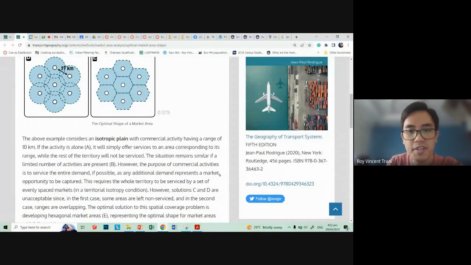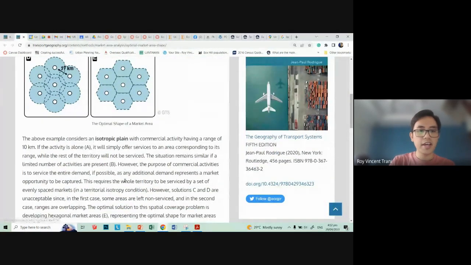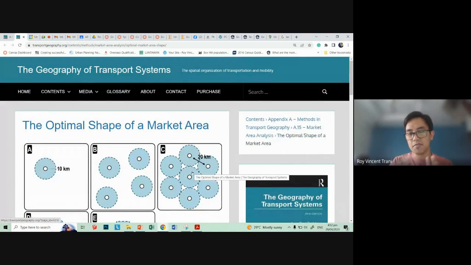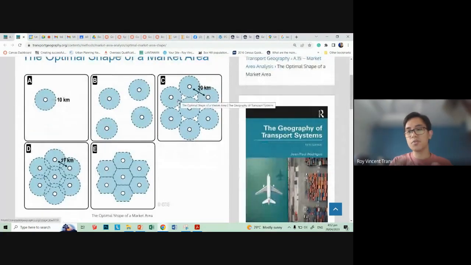However, the purpose of commercial activities is to service the entire demand, if possible, as any additional demand represents a market opportunity to be captured. Eventually, most businesses would tend to group up like C because there's opportunity to be captured. This requires the whole territory to be serviced by a set of evenly spaced markets in a territorial isotropy condition. In simple terms, this is the beginnings of a city. Typically they would locate at their maximum range because they don't want to lose customers.